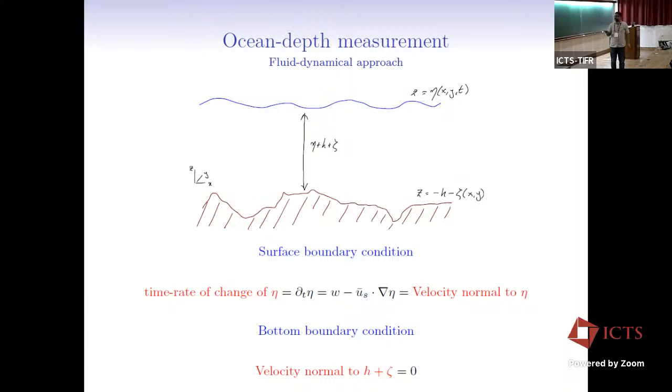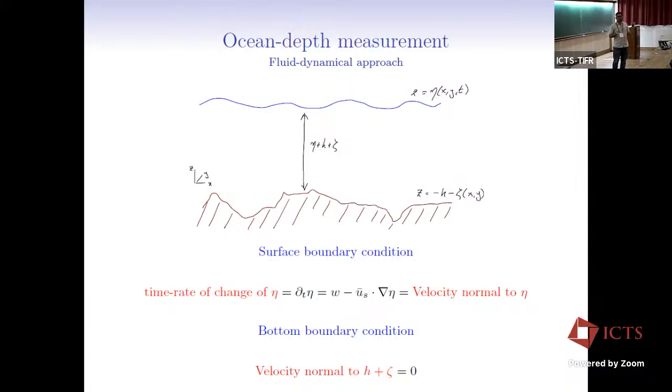Okay, the bottom boundary also has a normal derivative: the fluid velocity at the bottom boundary, you can also define the velocity normal to it. And because this shape doesn't change in time, the normal velocity at the bottom boundary is 0.